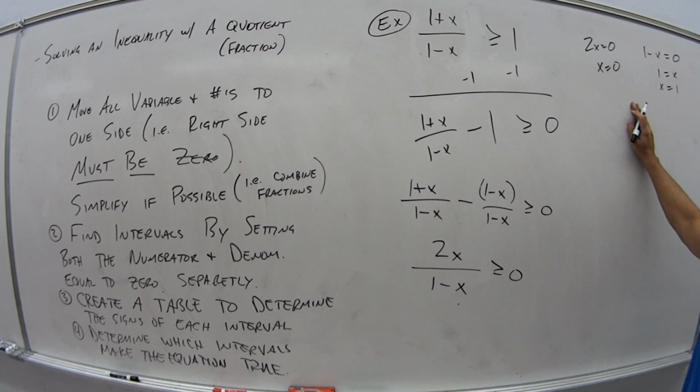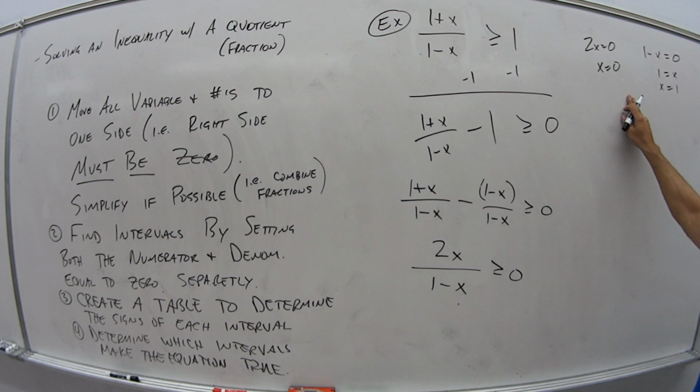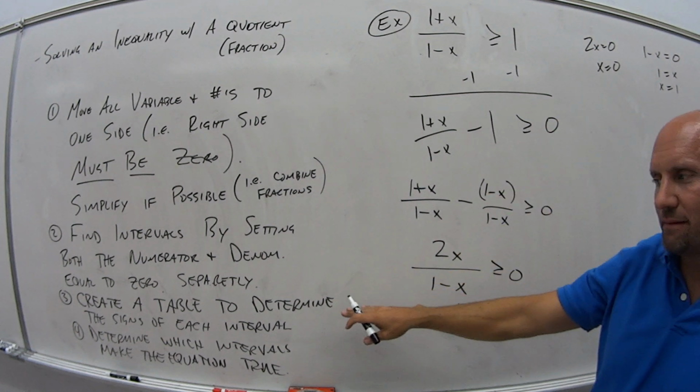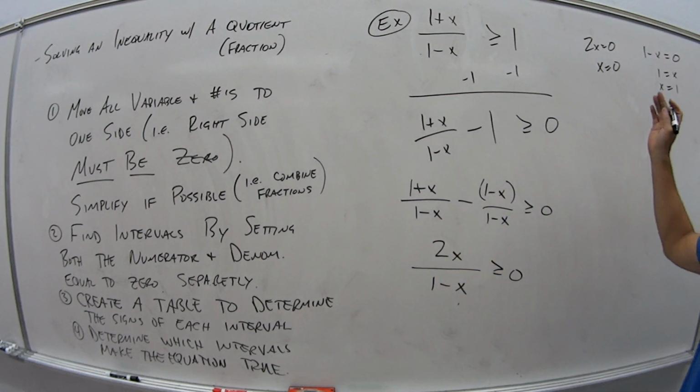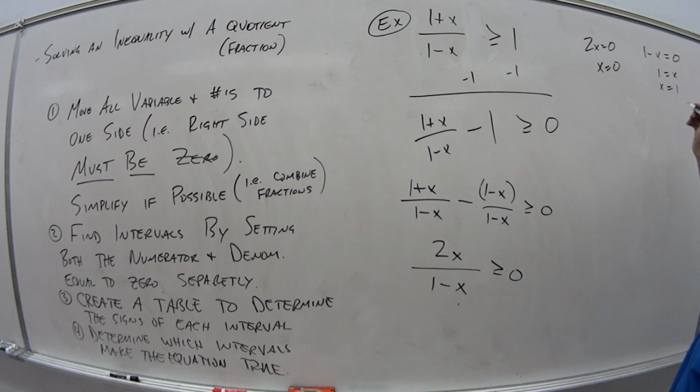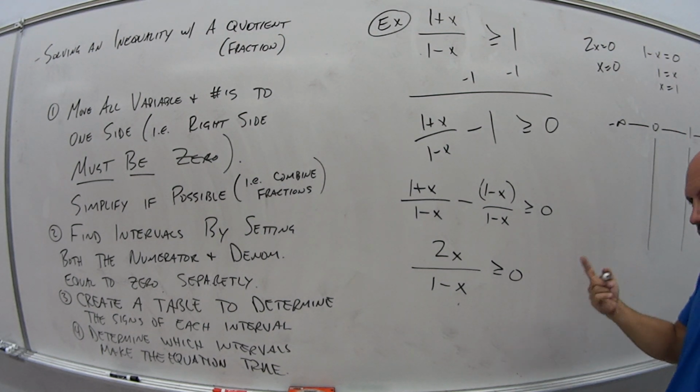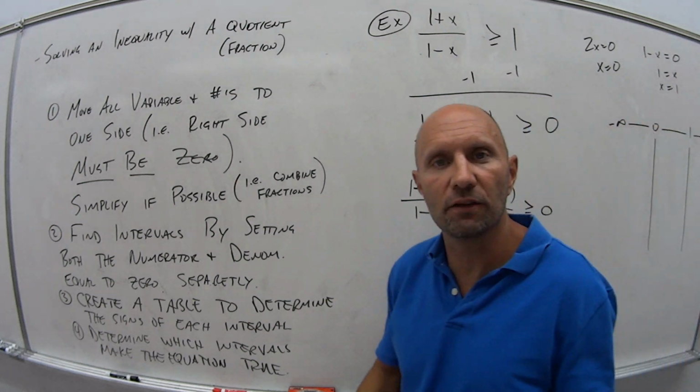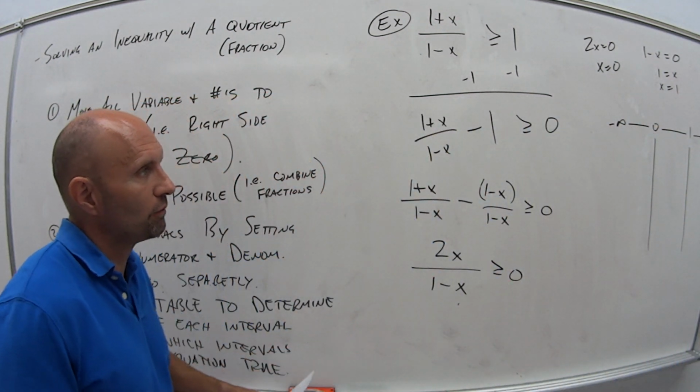That was step 2. Set them separately, solve them to find my value for x, to find my intervals. Create my table. So my numbers range from what? Negative infinity to positive infinity. So I'm going to go negative infinity up to 0, up to 1, up to positive infinity. And where I have these values that I found, these intervals, I'm going to draw vertical lines on my table. Those are my breakpoints, if we want to call that.